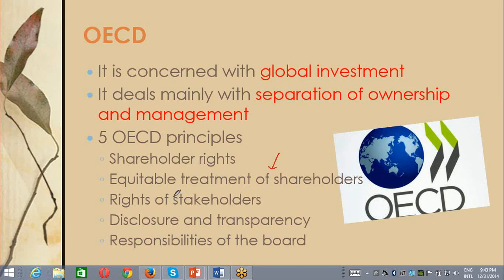Then the fourth principle is disclosure and transparency. Timely, accurate disclosure. It's not only about the past, even about the future.